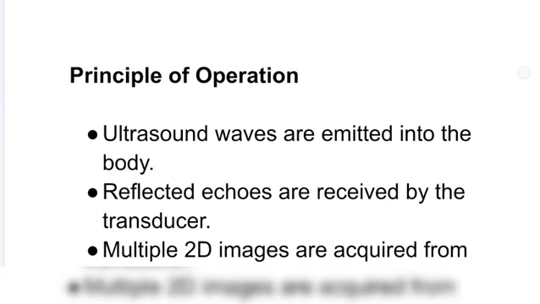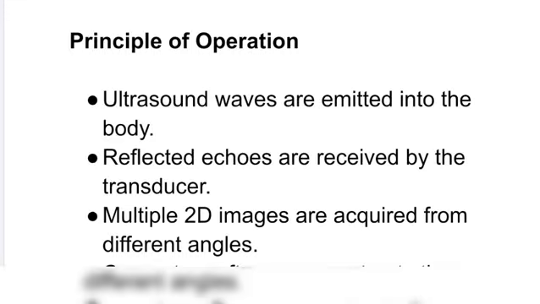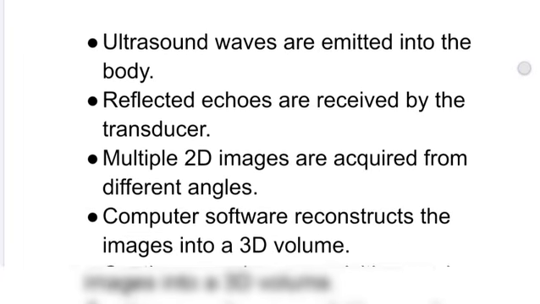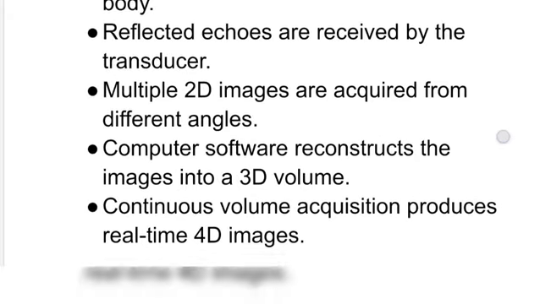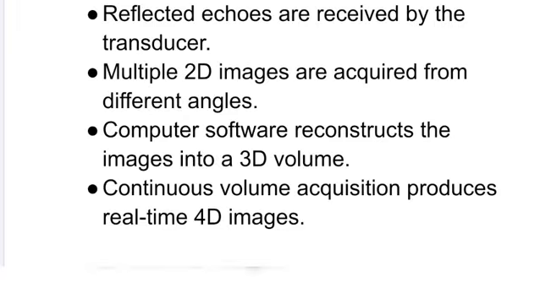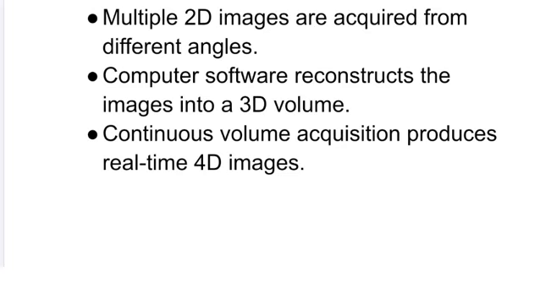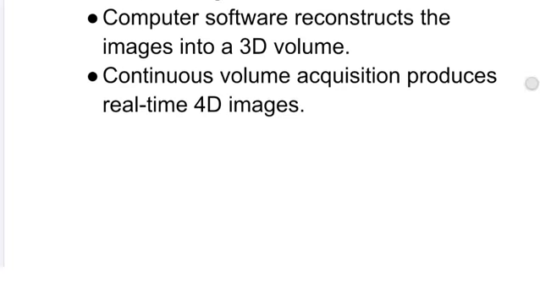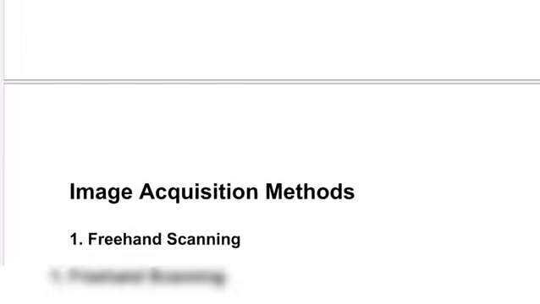Next is the principle of operation. What is the principle of operation in ultrasound? The ultrasound waves are emitted into the body, reflected as echoes, and received by the transducer probe. Multiple 2D images are acquired from different angles, and the computer software reconstructs these images into a three-dimensional volume. Continuous volume acquisition produces real-time four-dimensional images.